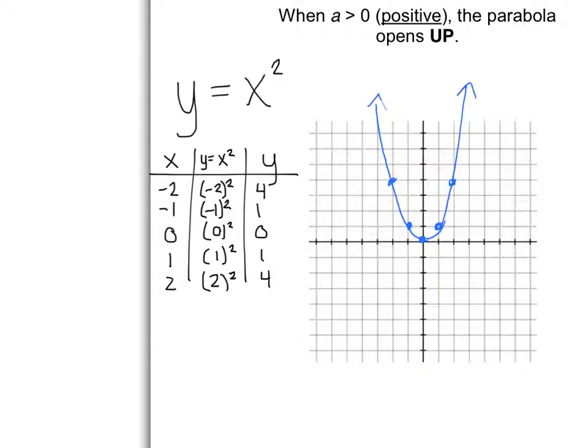That is your parent function. What is the origin of the parent function? Not the origin. The vertex. The vertex is still 0, 0. It's the origin. All right, and the parent function is not too wide. It's not too narrow. It's just right.